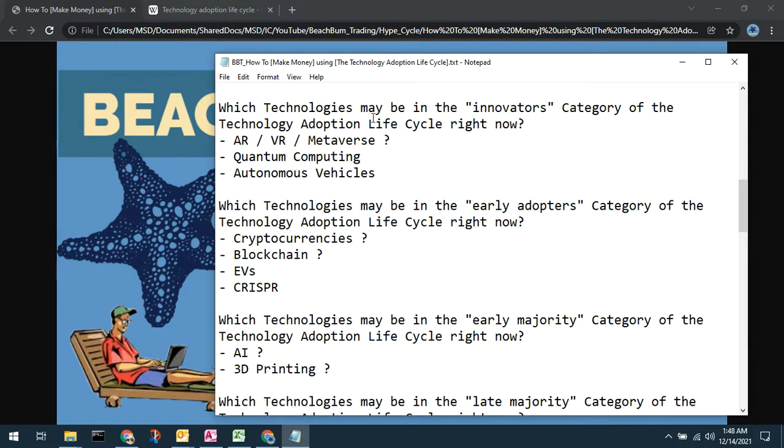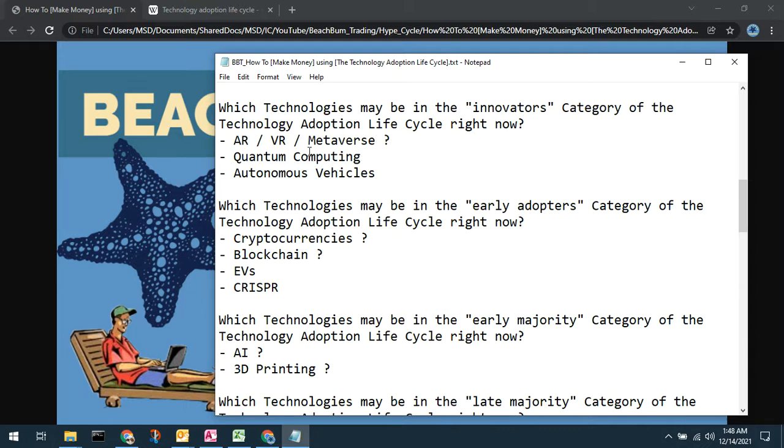Okay, let's just very briefly talk about some technologies that we think fall into these various categories as of the end of 2021. Again, this is constantly going to change as things evolve, as things get adopted, as new technologies come out, but I'll just throw out my opinion as to where I think some of these technologies might fall. And then again, we can discuss, debate, etc. in the comments in our BeachBum Trading Facebook group. But again, here's my opinion as to where I think some of these fall right now.